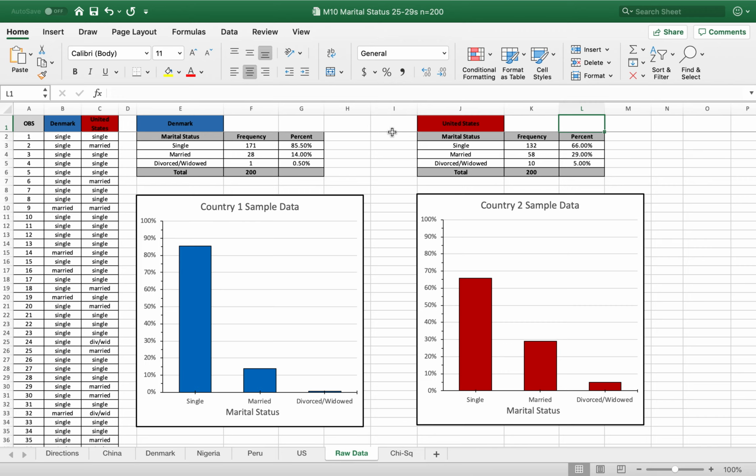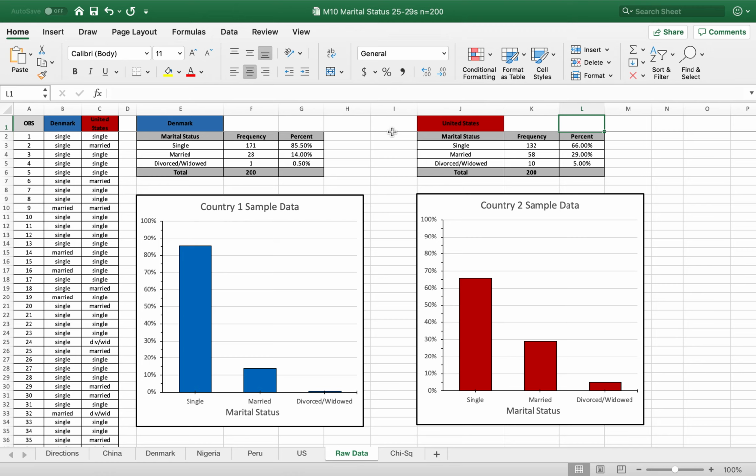Each sample has a size of 200. The first sample is a random sample from the population of all 25 to 29-year-old men living in Denmark. The second sample is from the population of all 25 to 29-year-old men living in the United States. My null hypothesis is young men living in different countries tend to differ in terms of marital status. My alternative hypothesis is young men living in different countries do not tend to differ in terms of marital status.